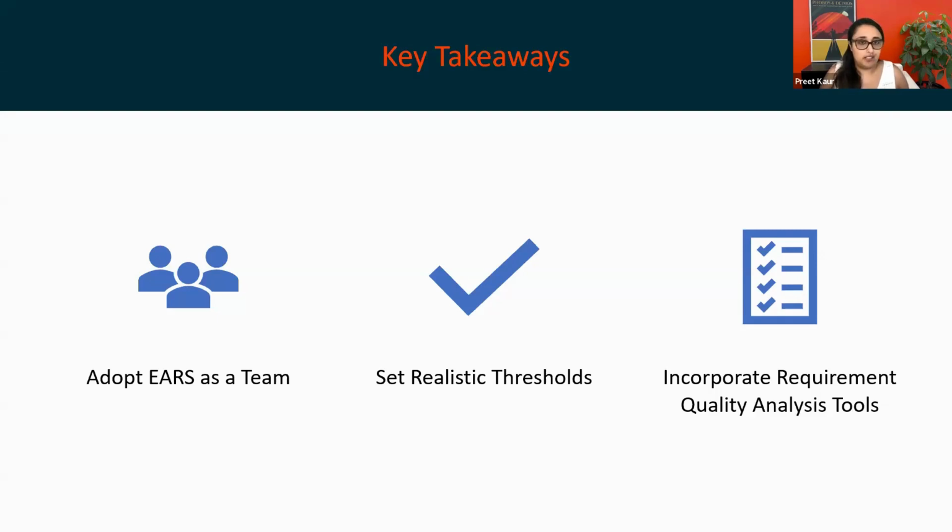The first thing that I feel is key is adopting EARS as a team. EARS-based requirement writing is a team-based activity executed on every author's level. This activity needs to be practiced by all the team members to help with alignment and to produce consistently written requirement documents from start to finish.